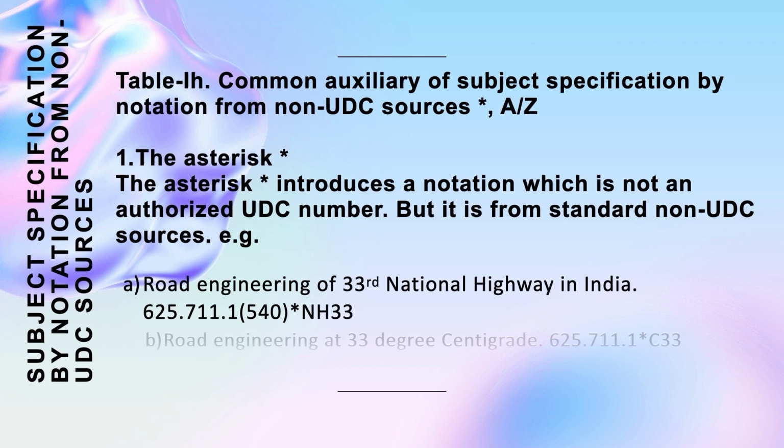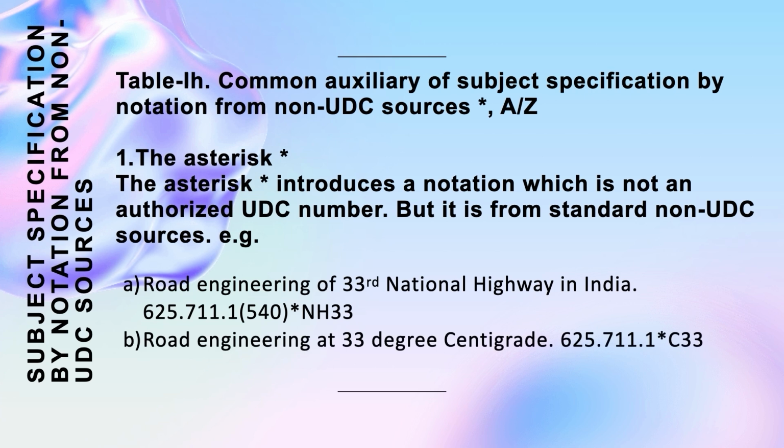Okay. So in the next example, you see the road engineering at 33 degree centigrade. So degree centigrade is also a standard classification of the temperature in degree centigrade or degree Fahrenheit or degree Kelvin. So we can use the class number of that title, that is 625.711.1, then put asterisk and then C for centigrade and 33 for 33 degree.